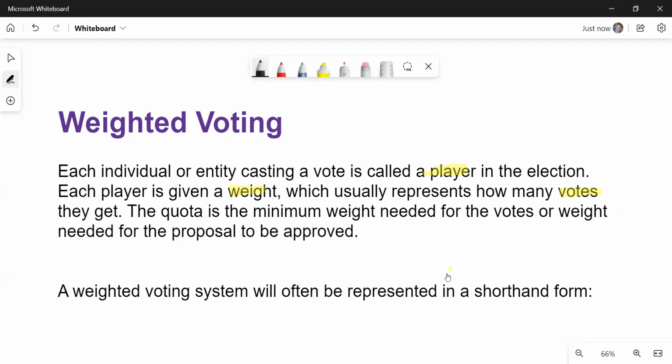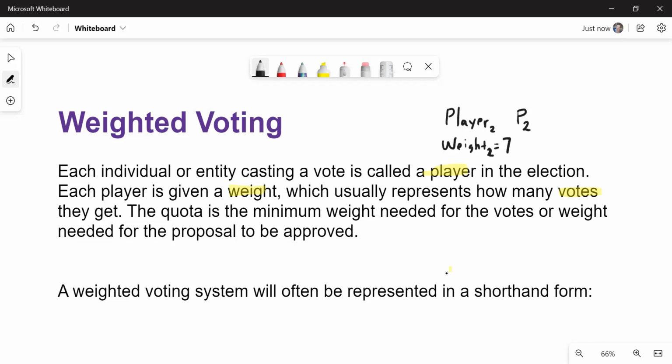So an example is maybe I'm in a weighted voting system and I might be player number 2, often denoted as player 2 with P sub 2, and I'm assigned a weight. Maybe I'm given a weight of 7. That means that when I vote, my vote is worth 7 votes.